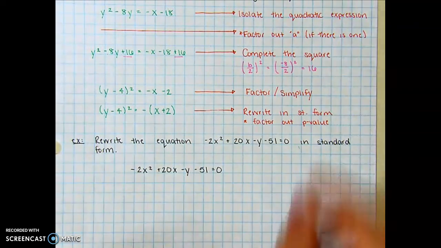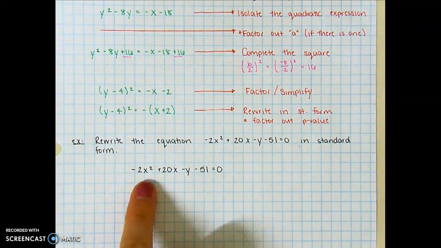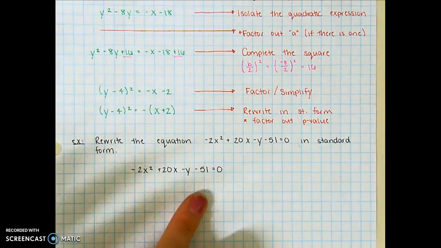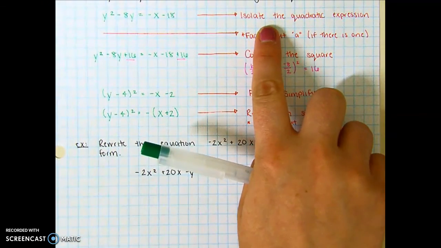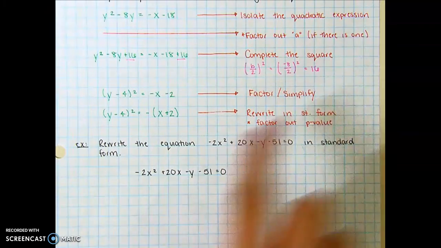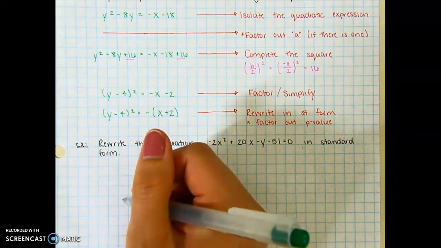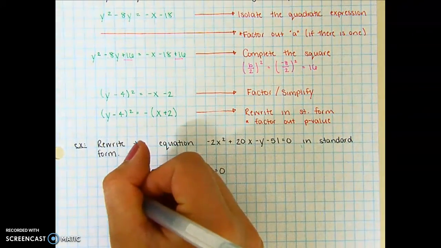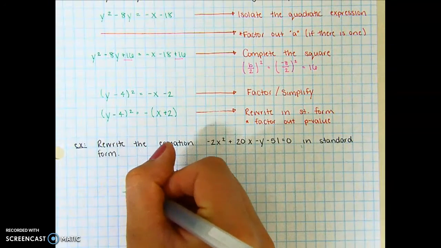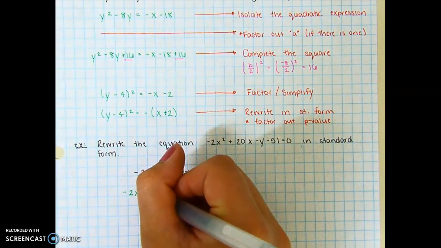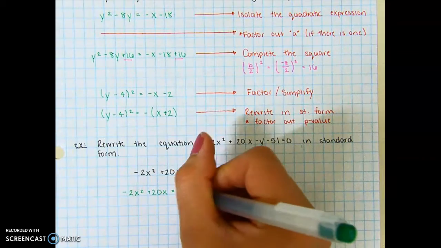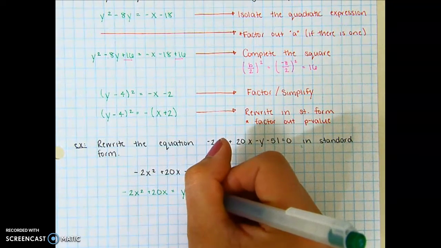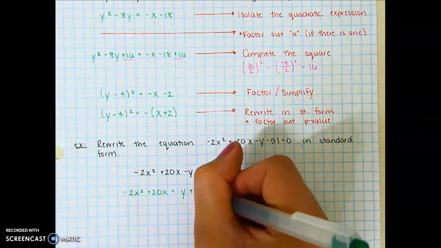So a couple things are different. One of them is we have an x squared, not a y squared like we did in the last problem. So we still want to follow that first step, isolate the quadratic expression. So we want just x's on the left side. So that'll be negative 2x squared plus 20x. And then I'm going to move over my y and my 51. So I'll have a positive y and a positive 51 on the right side.